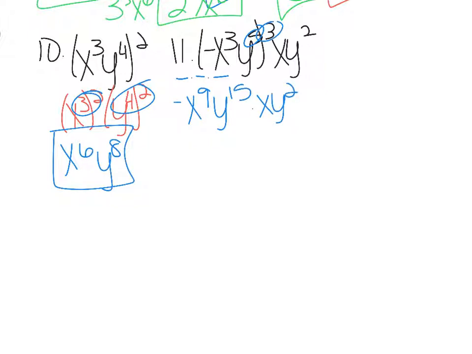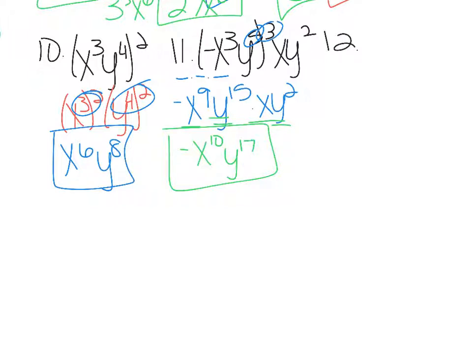Okay, now the times xy squared, not really a whole lot I can do with that, so we would leave it the same. And now, notice, this is just 4 things being multiplied together, so I'm looking for the powers that have the same base. x to the 9th times x, we're going to have negative x to the 10th, and then y to the 15th times y squared is going to be y to the 17th.